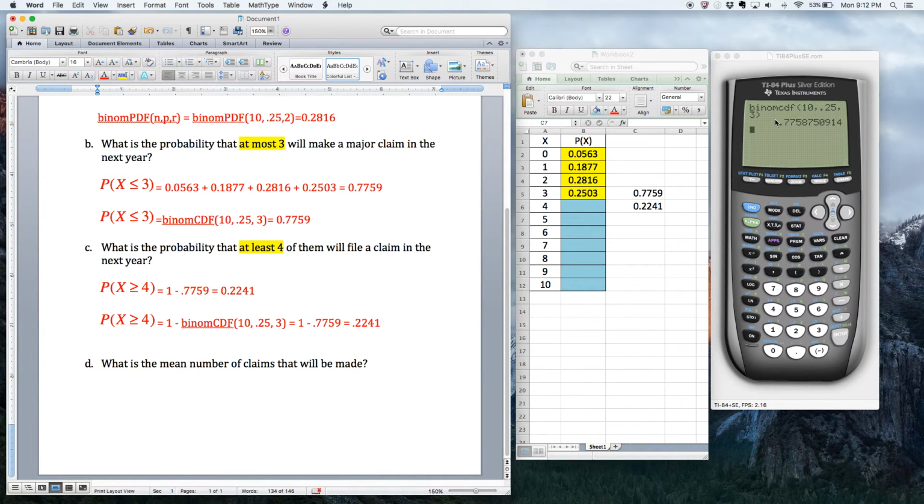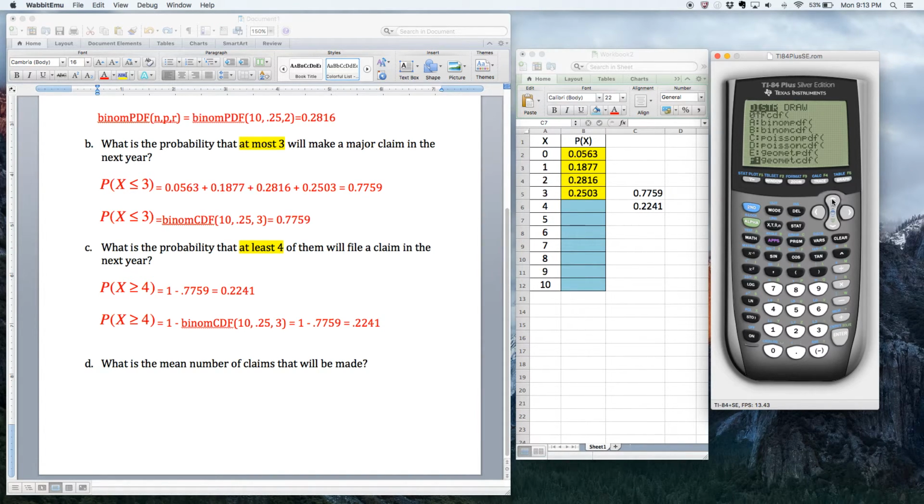And you could type that in your calculator exactly like this. In other words, when you calculate, you could go 1 minus, 2nd VARS, and then find the Binomial CDF operation: 10, comma, 0.25, comma, 3. And get the answer for 4 and more in one step. Now with this statement that I have on the calculator, what it says is, you want to be 4 and higher, take everything, which is 1, and subtract off 3 and under.